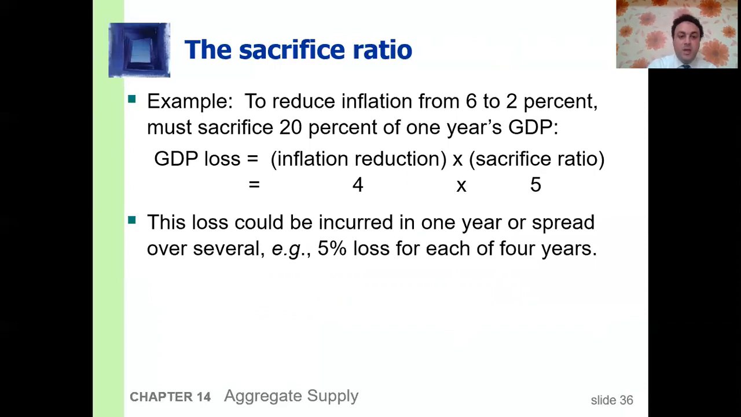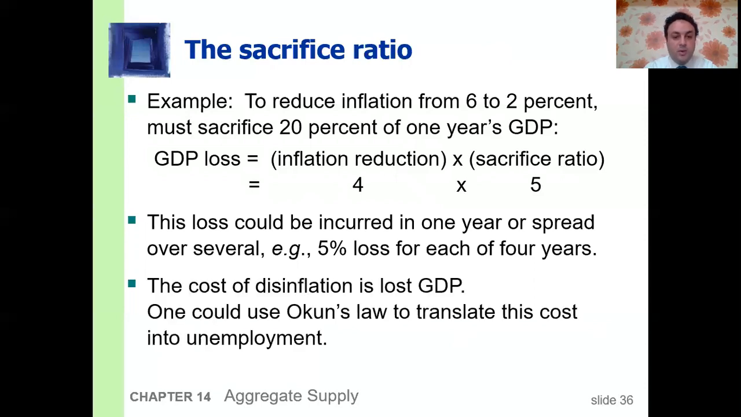the inflation. This loss in the GDP could be incurred in 1 year, or you can spread it over several years. For example, 5% loss for each of the 4 years. This year 5%, next year, for 4 years, each year 5%, so you will have 20% sacrifice of the GDP. The cost of this disinflation is lost GDP.